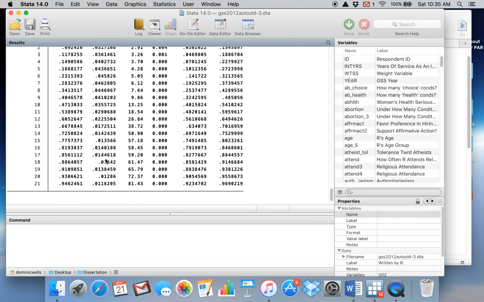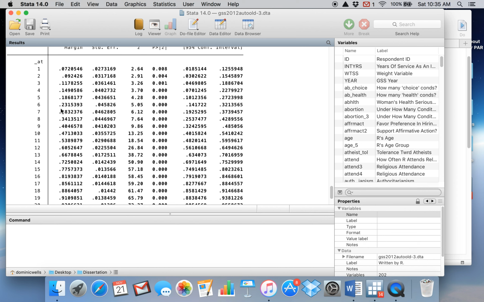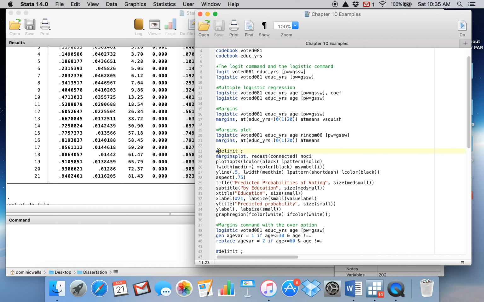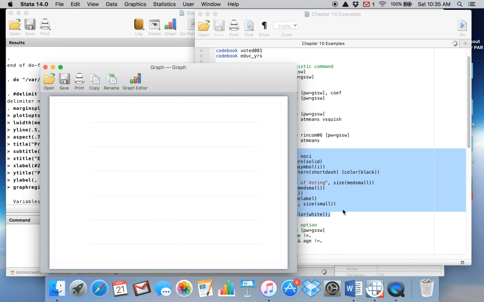So let's see. Now, the next thing we're going to do is margins with the over option. Oh no, wait. We're going to take a look at this first. We can do a margin plot of these predicted probabilities using this command here, and this is in your book. So I will run this, and hopefully, if it works, there we go.